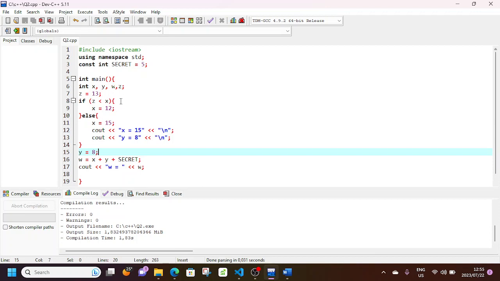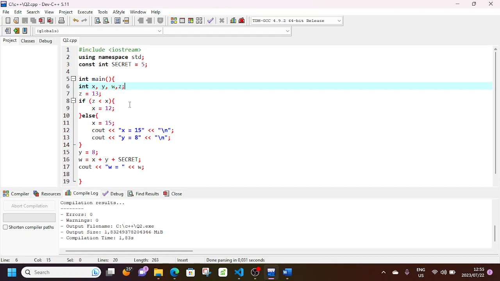So in question two, for those of you who don't remember, we were given variables and we had to fix some code. Basically, the values that we had to have are x being equal to 15, y being equal to 8, and the tricky part was having to make w equal to 28, if I'm not mistaken. So this is basically how the whole code is going to go. We have a global variable called secret that's equal to 5. We have our integer variables x, y, w, z, and z is equal to 13.